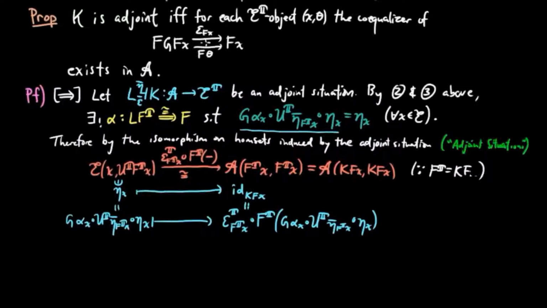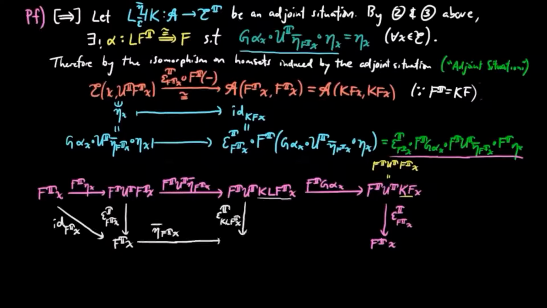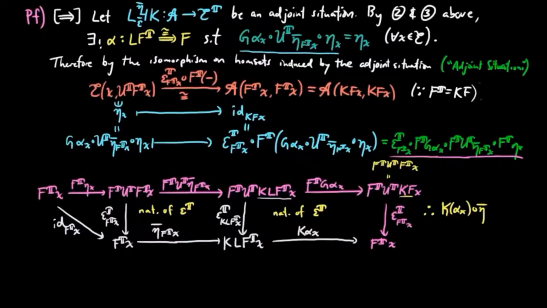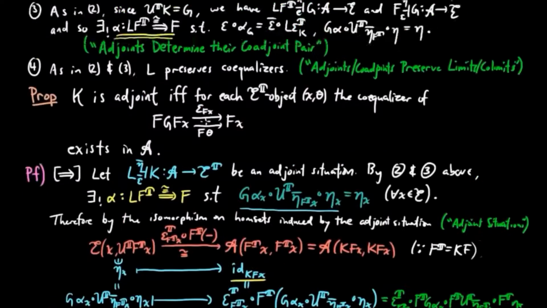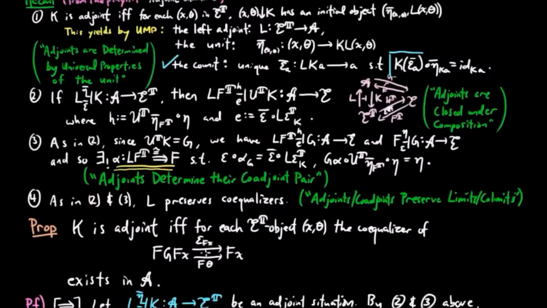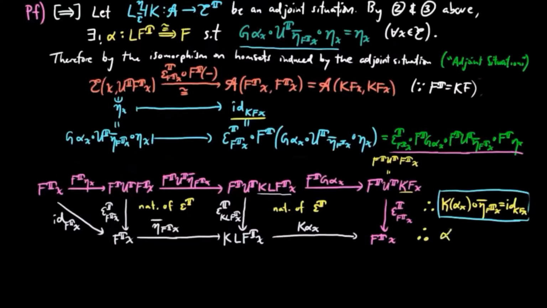And this is also the identity on KFx. But note that this composition can be reduced by using the naturality of ε^T to K α_x η-bar F^T x, and therefore this is equal to the identity on KFx. But by 1 above, the co-unit of the adjoint situation L ⊣ K, at component Fx, is the unique morphism ε-bar_Fx such that K ε-bar_Fx η-bar F^T x is equal to the identity on KFx. Therefore, α_x must be equal to ε-bar_Fx. Then since α_x is an isomorphism, ε-bar_Fx is an isomorphism.